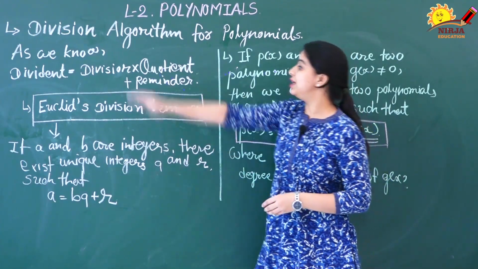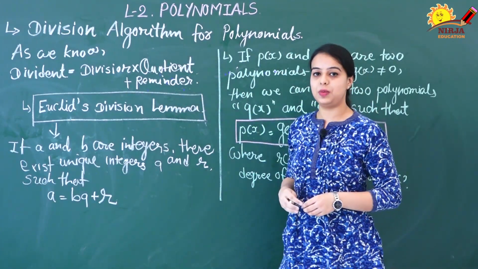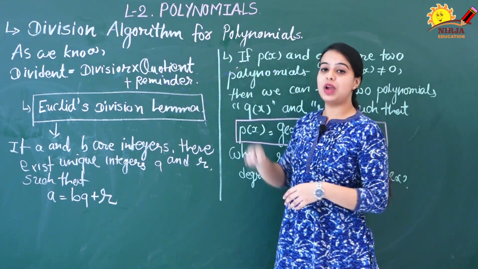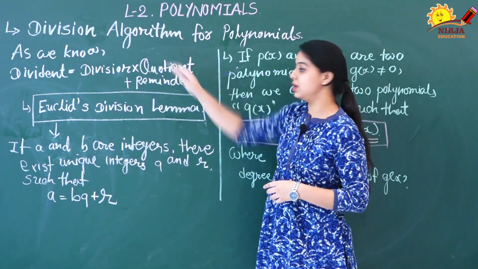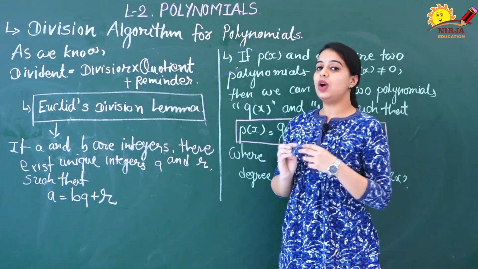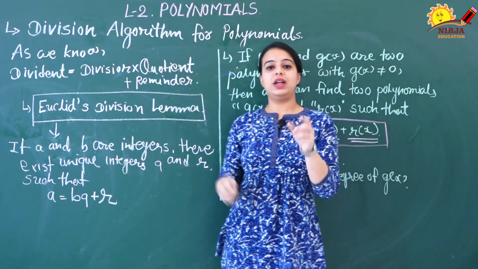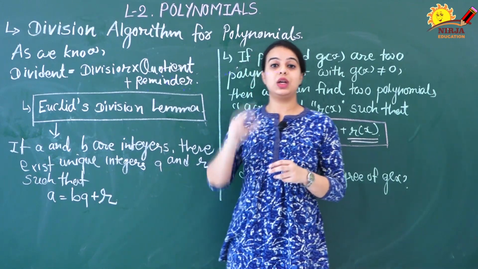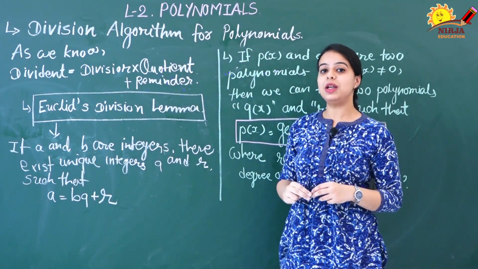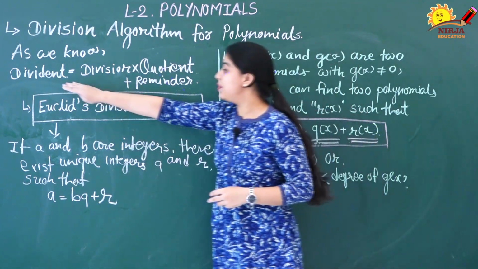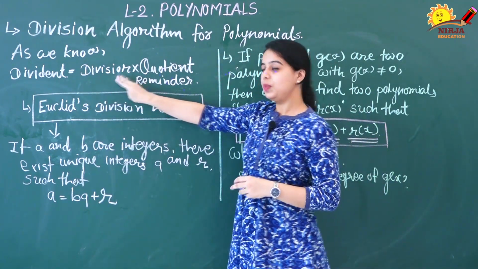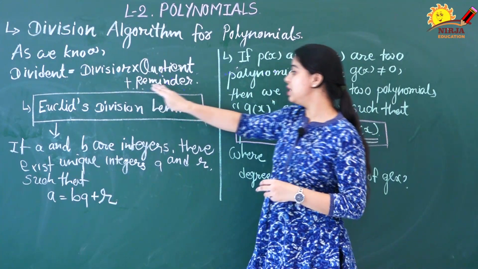Now we are going to see the division algorithm for polynomials. But before it, we are going to start with the things which we already know about division. As we all know, if we divide any two numbers, we get a quotient as well as a remainder. And for division, we can also write: dividend is equal to divisor multiplied by quotient plus remainder.